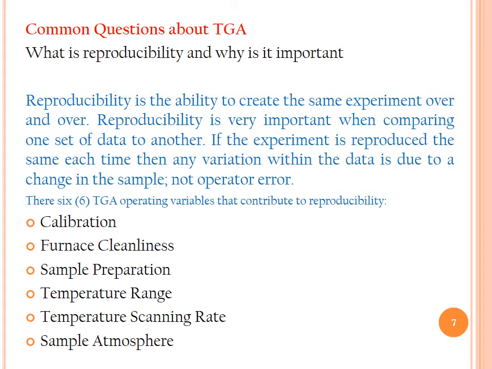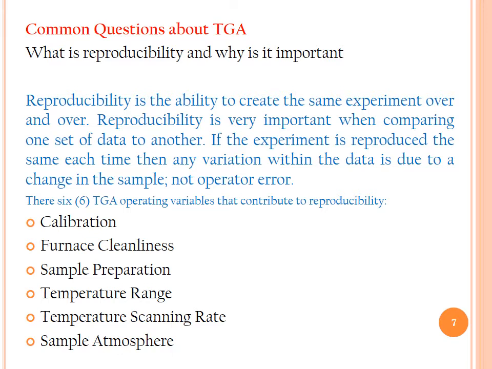Now another question about the TGA: what is reproducibility and why is it important? Reproducibility is an important parameter in the qualification of any analytical instrument. Reproducibility is the ability to create the same experiment over and over. Reproducibility is very important when comparing one set of data to another. If the experiment is reproduced the same each time, then any variation within the data is due to a change in the sample, not operator error.